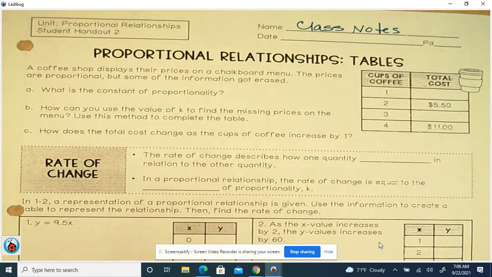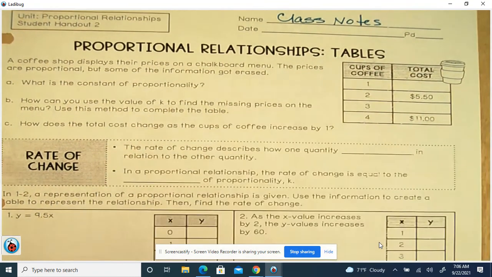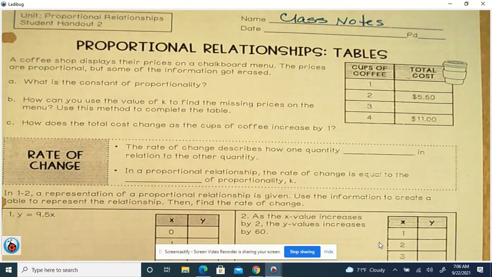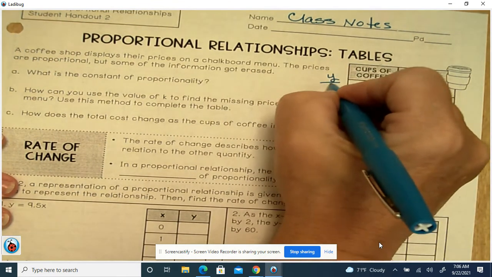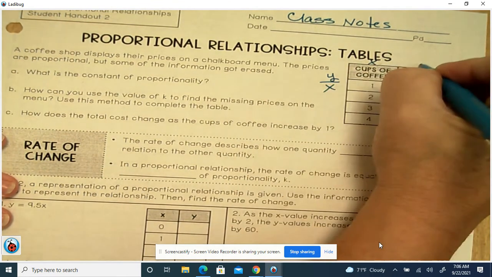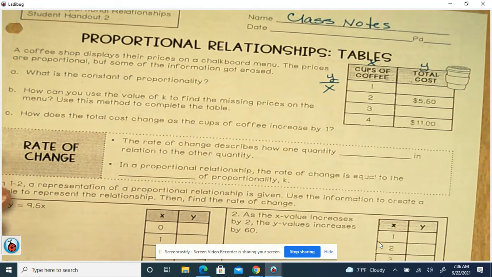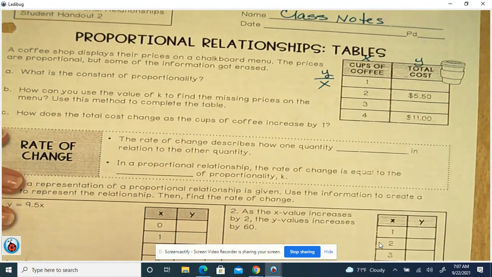All right, we're given a couple of questions and then a table over here on the side. A coffee shop displays their prices on a chalkboard menu. The prices are proportional, but some of the information got erased. I have told the kids that we always look at y divided by x, where this is x and this is y. When you do that, you get the unit rate, what it is for 1.